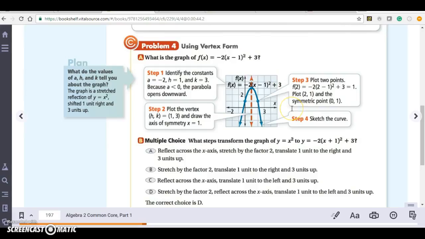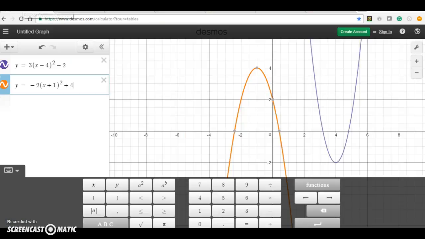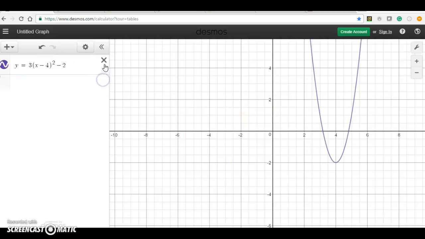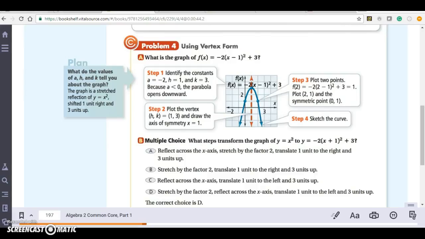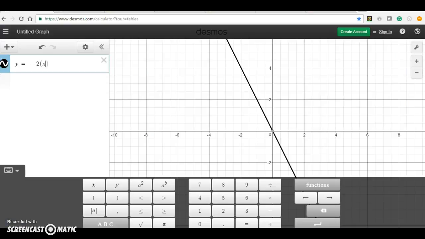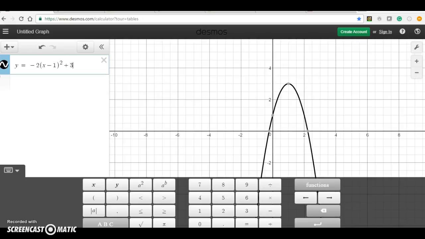What else do we need to know? They are trying to show us how to plot, but we can use our free graphing calculator at www.desmos.com and see y equals negative 2 times x minus 1 squared plus 3. And there we have it there.